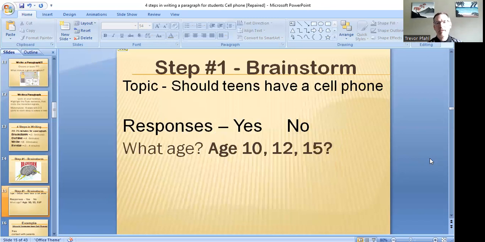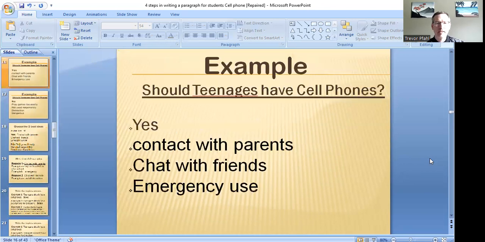Let's give this example: should teens have cell phones? I basically have two choices. Yes, they should, or no, they shouldn't. Then I have to think, well, what age? Teenagers are usually age 13 to 18, but we know that kids, even babies and 2- and 3-year-olds, are either getting cell phones or watching their parents' cell phones. So we'll talk about whether they should have cell phones or not, and maybe an appropriate age for their first cell phone.